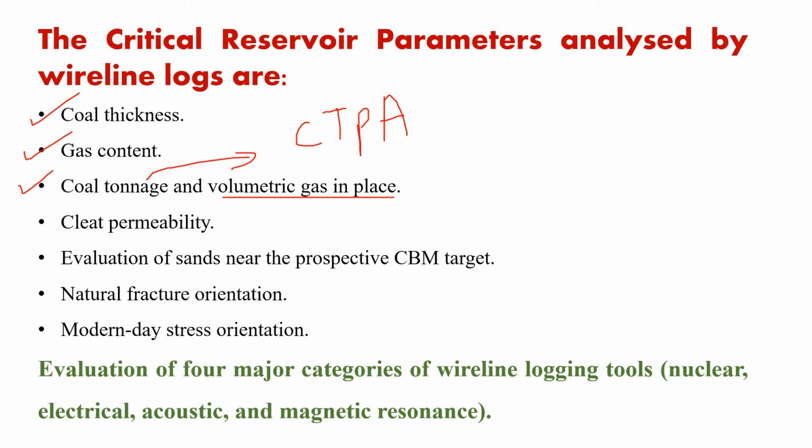As we do in conventional oil and gas reservoirs, we evaluate clean permeability, sands near the prospective CBM target, natural fracture orientation, and modern day stress orientation. Evaluation is possible with four major categories of wireline logging tools: nuclear, electrical, acoustic and magnetic resonance. But we don't need all of them; as far as GATE is concerned, I'll discuss what is necessary.